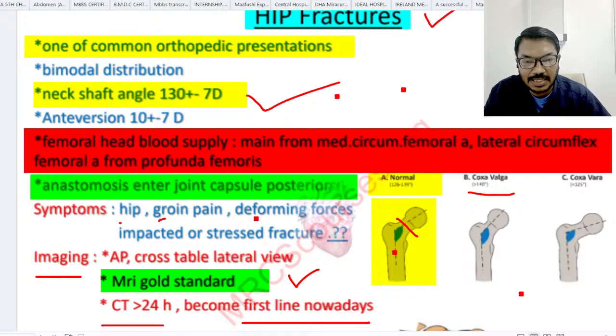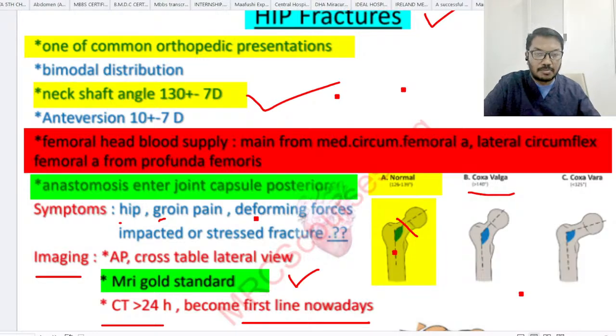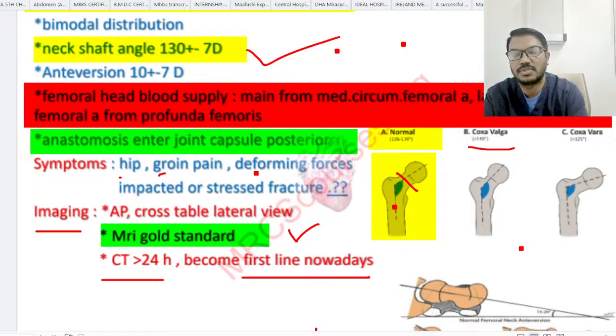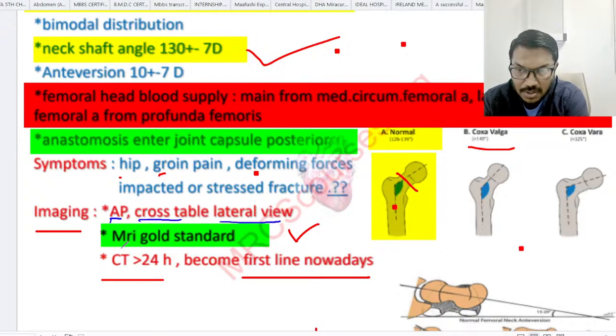So we are going through hip fracture. Okay, it can happen in both male and female, in both genders, and this is one of the common orthopedic presentations. Symptoms as usual: hip, groin pain, deforming forces impacting on stress fracture. Imaging: anterior posterior and cross table lateral view. MRI is the gold standard for hip fracture.